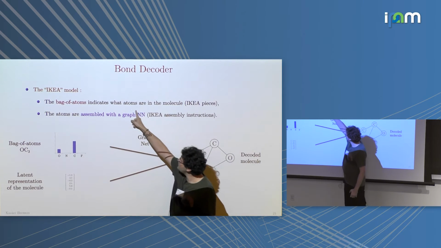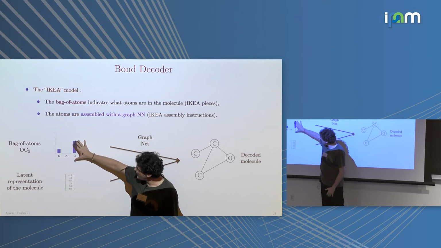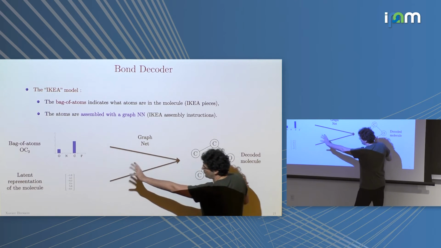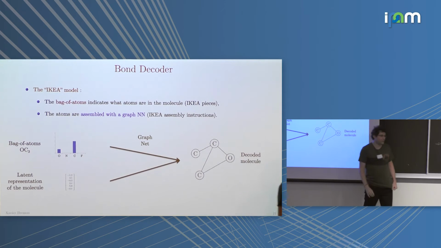So for this, we are going to use a graph neural network. The input of the graph neural network is going to be our bag of atoms and the molecule representation. Okay, we're going to use these two inputs, and the output will be a graph. Okay, the molecular graph.